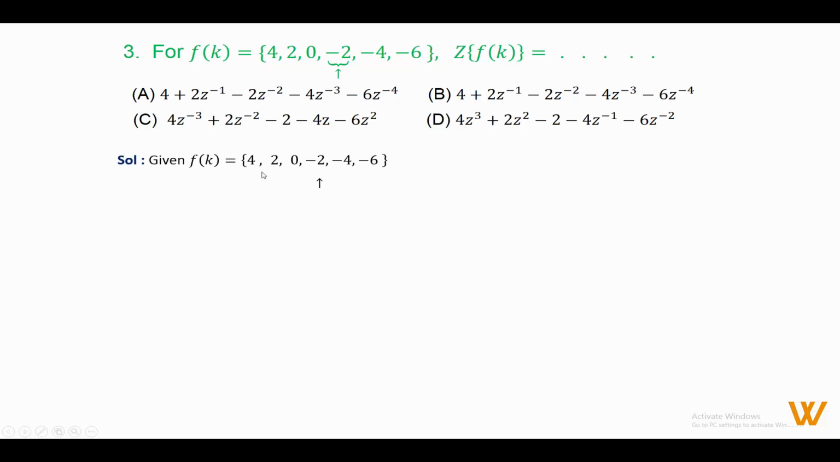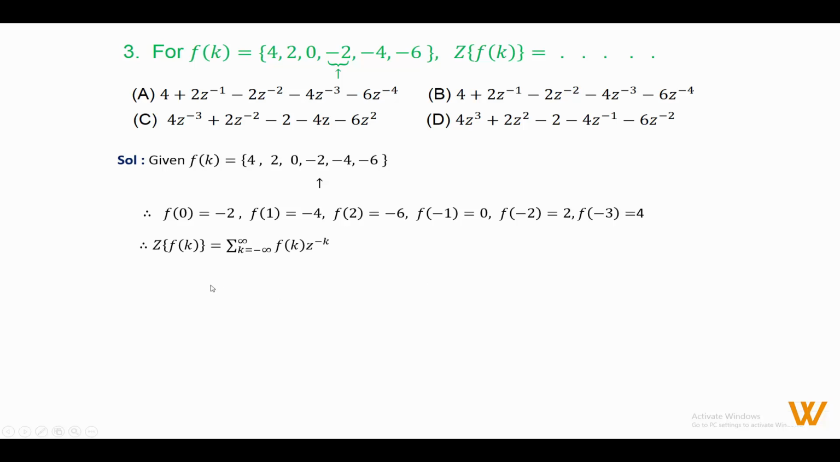Given f of k: 4, 2, 0, minus 2, minus 4, minus 6. The arrow is at minus 2. Therefore f of 0 is minus 2, f of 1 is minus 4, f of 2 is minus 6, f of minus 1 is 0, f of minus 2 is plus 2, and f of minus 3 is 4.